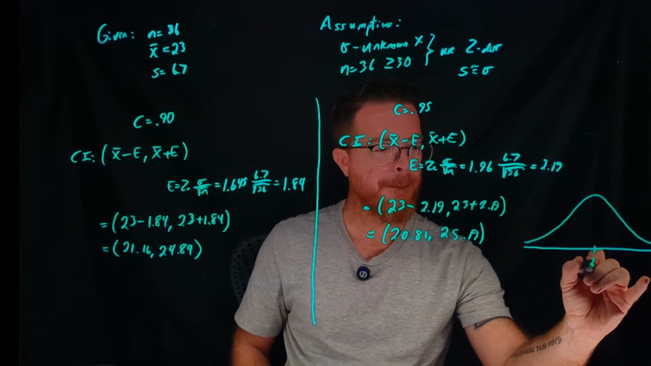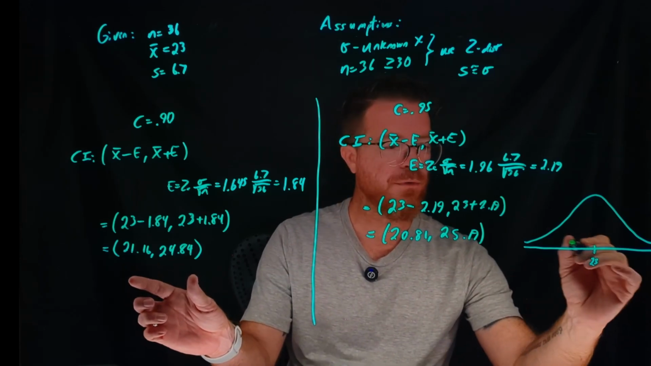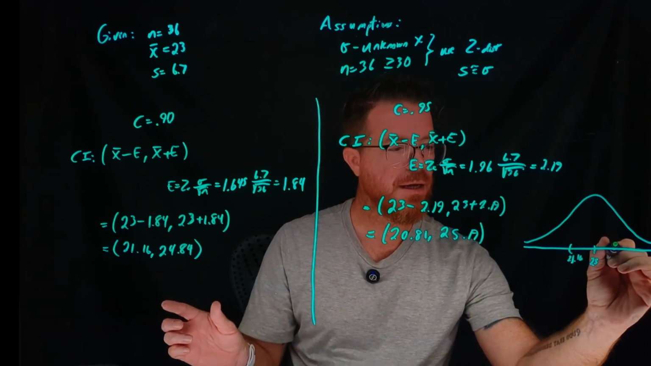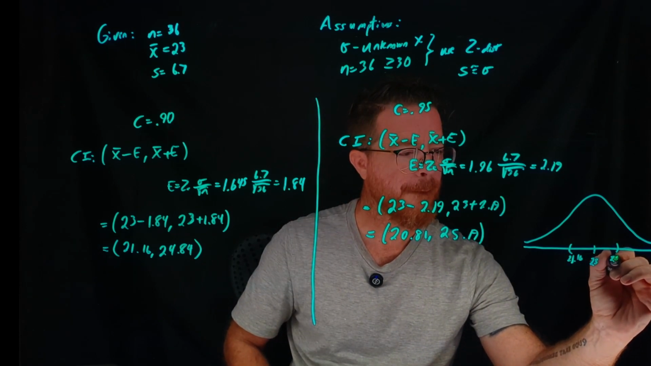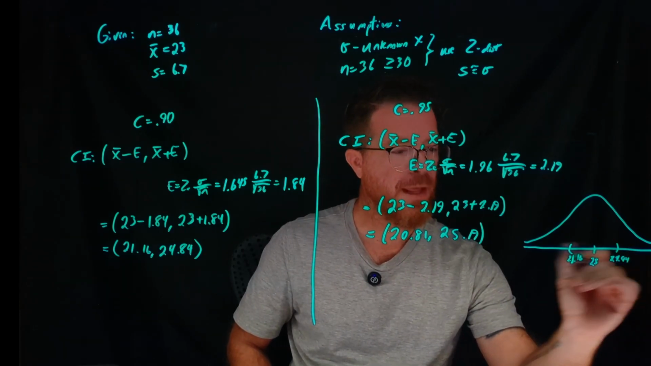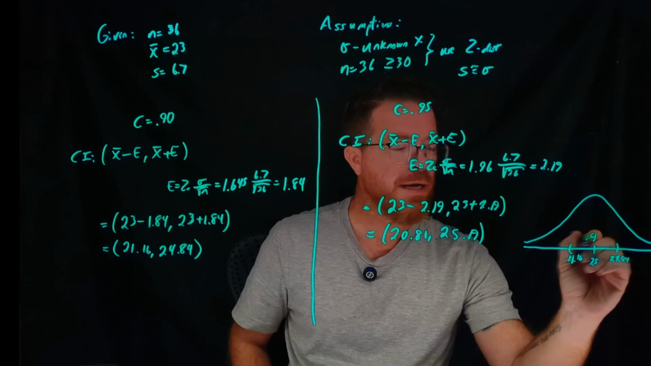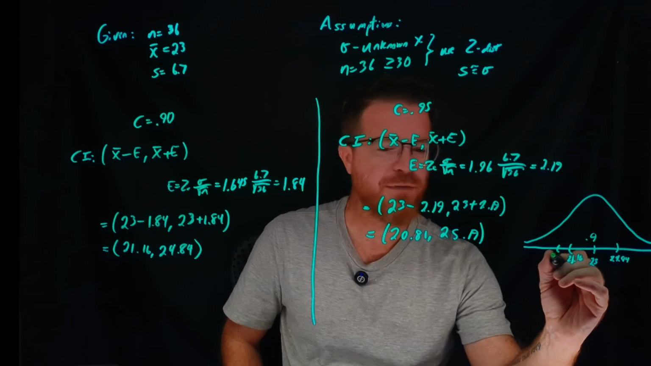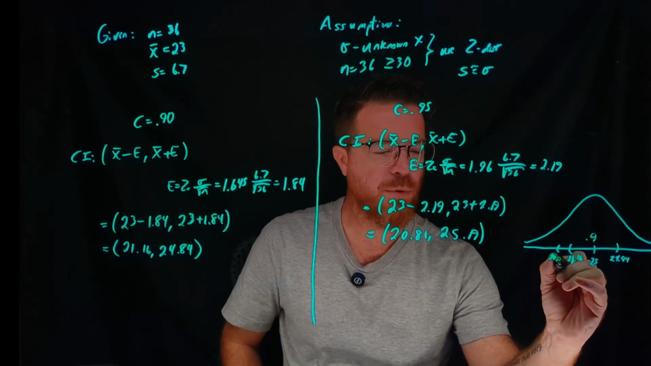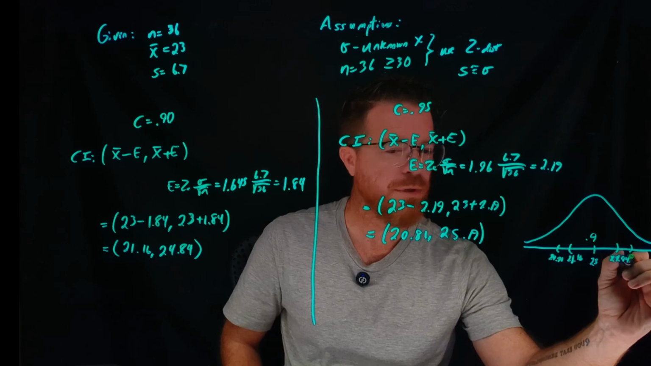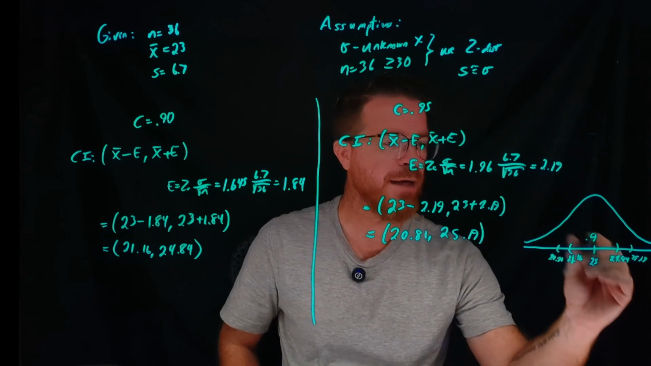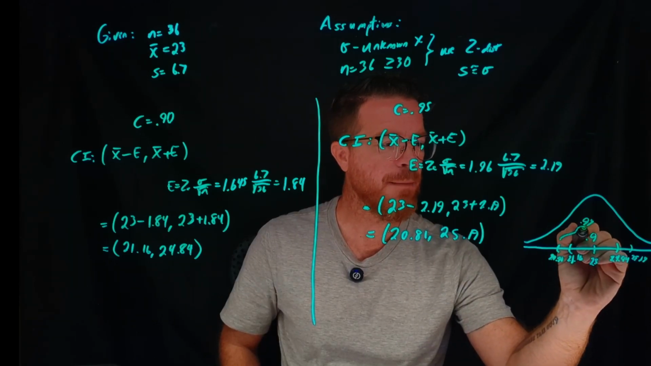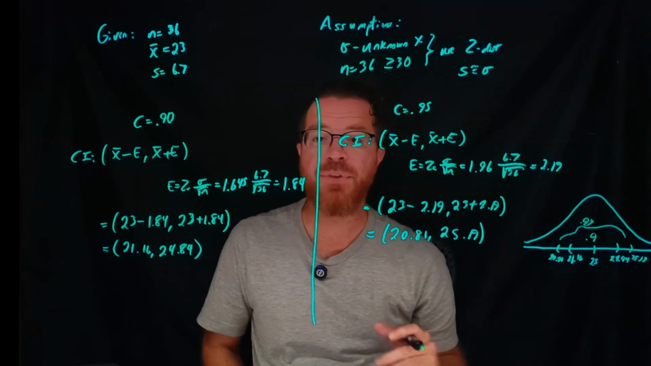Notice what happened here: if I were to draw this normal distribution centered at 23, my first confidence interval was from 21.16 up to 24.84. This is for when I had a 0.9 confidence level. When I have a 0.95 confidence level, my confidence interval has to be bigger because it goes from 20.81 up to 25.19. So my confidence interval had to be bigger to account for that higher level of confidence.